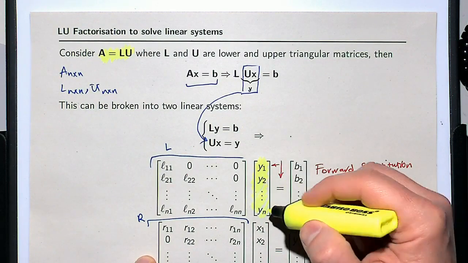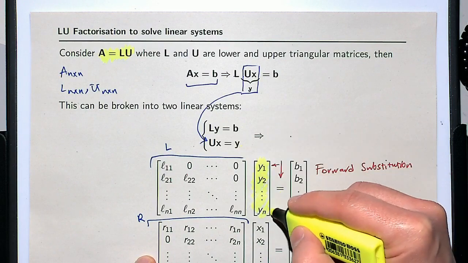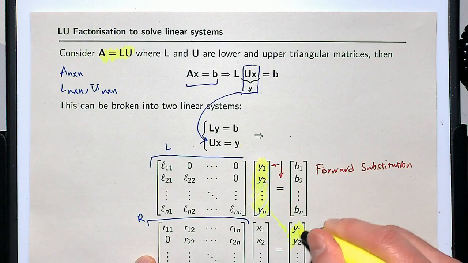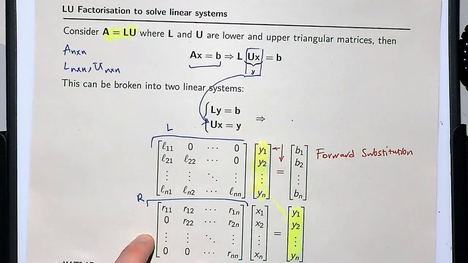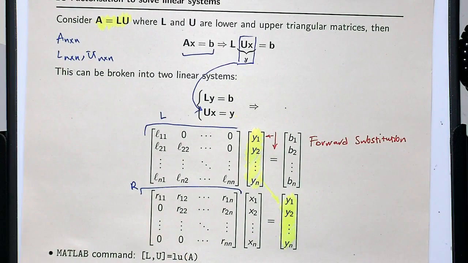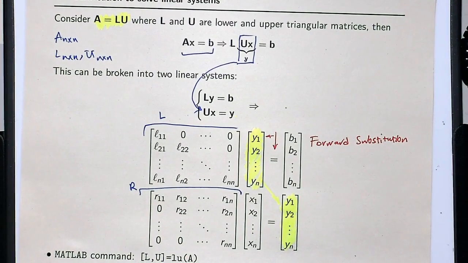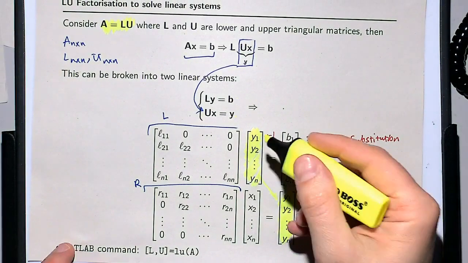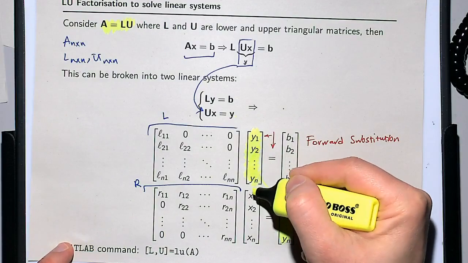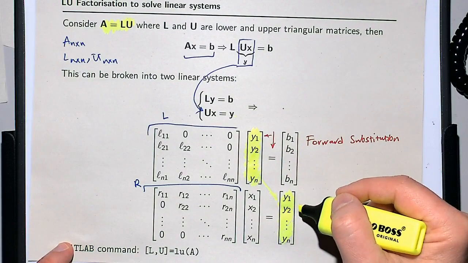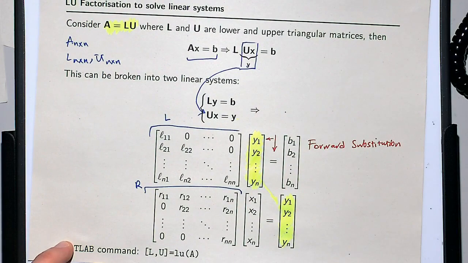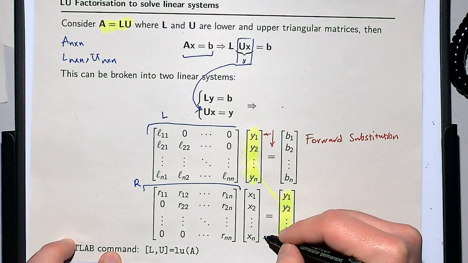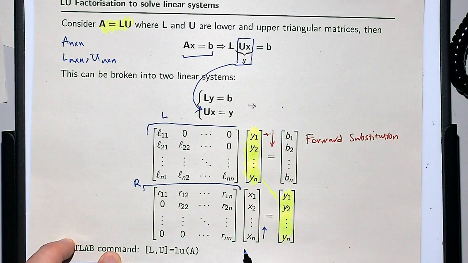So then, we put it in the second equation, where this calculated vector Y is going to be our known right-hand side. Okay, so we calculated Y, we put it on the right-hand side. And again, here we have a triangular matrix, but this time, our coefficient matrix is the upper triangular matrix, which means that we start from the bottom, from the last row. We can directly calculate Xn.